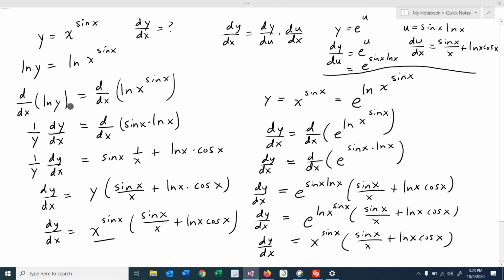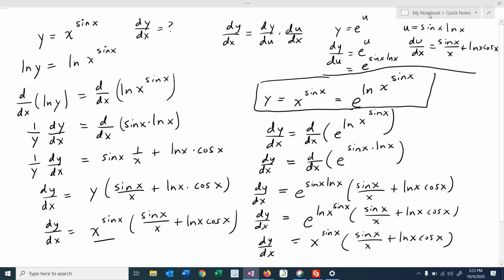Okay, so it doesn't matter which way you do it. If you prefer logarithmic differentiation, then you can do it this way. Or if you prefer using this little trick that we talked about earlier, you can turn this into an exponential function and then find the derivative of it using the chain rule. Okay, but it doesn't matter. You get the same answer either way.